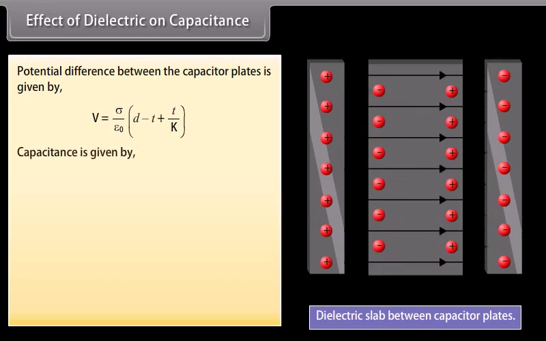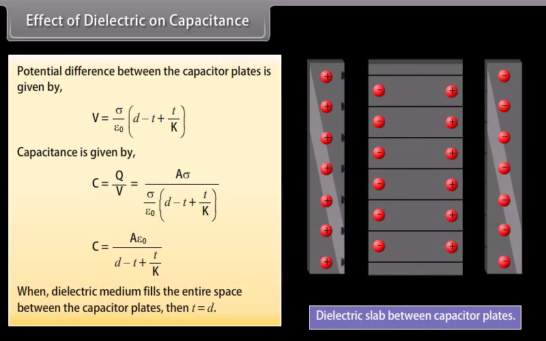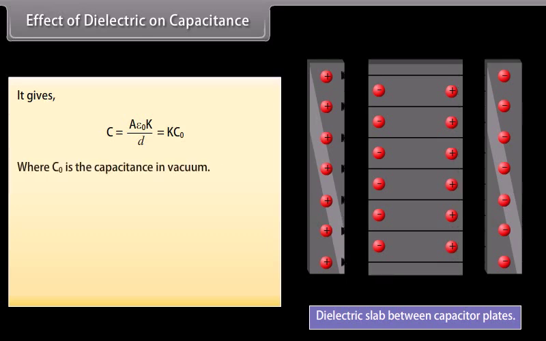Capacitance is given by C is equal to A epsilon naught divided by D minus T plus T upon K. When the dielectric medium fills the entire space between the capacitor plates, then T is equal to D. It gives C is equal to K C naught, where C naught is the capacitance in vacuum. K is equal to C upon C naught.